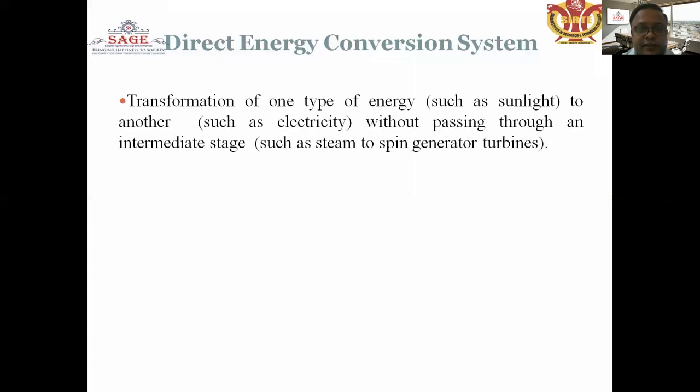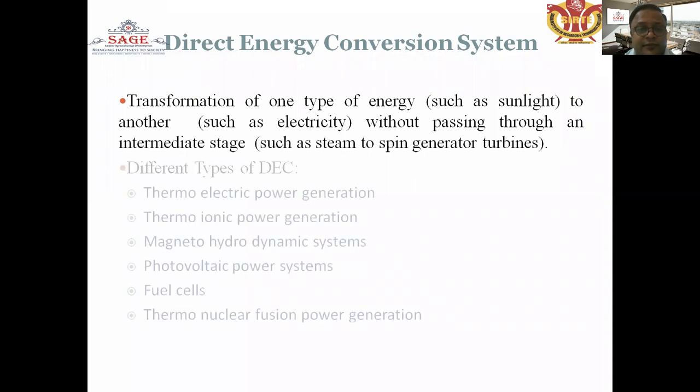So, direct energy conversion system. This is the transformation of one type of energy, such as sunlight, to another, such as electricity. If sunlight is converted into electricity without passing through an intermediate stage, such as steam, to spin the generator turbines, that is called a direct energy conversion system.